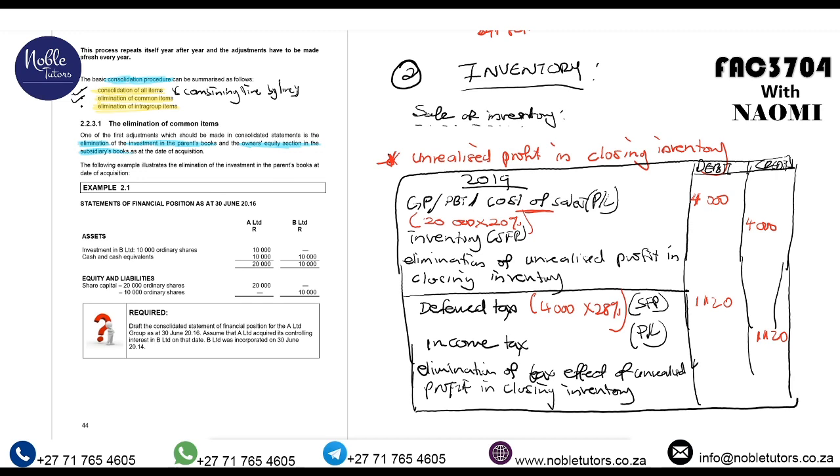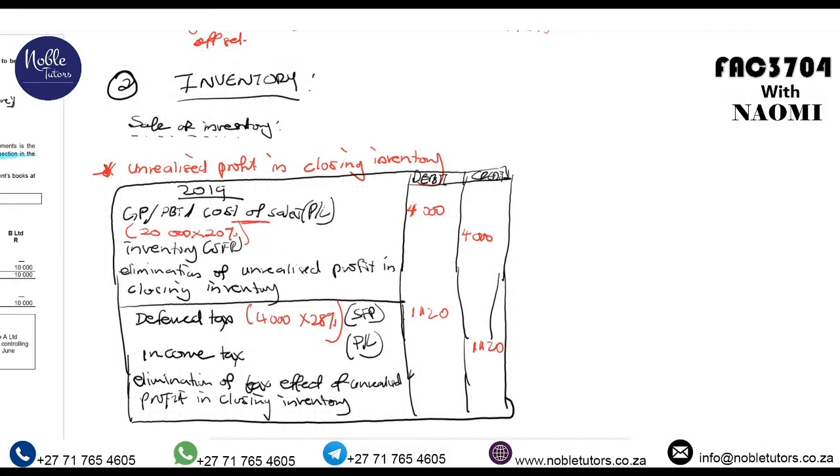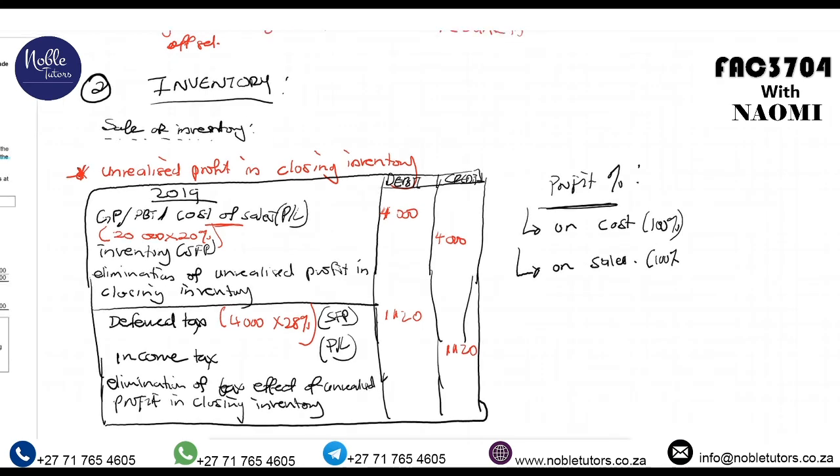Okay. All right, so I just want to emphasize on this 20%. With regard to the 20%, they can base the profit on two things. Profit percentage can be based on two things. They can say it's calculated on cost, or they could say it's calculated on selling price or on sales. Whatever base they use, that thing becomes 100%. Please pay attention to this.